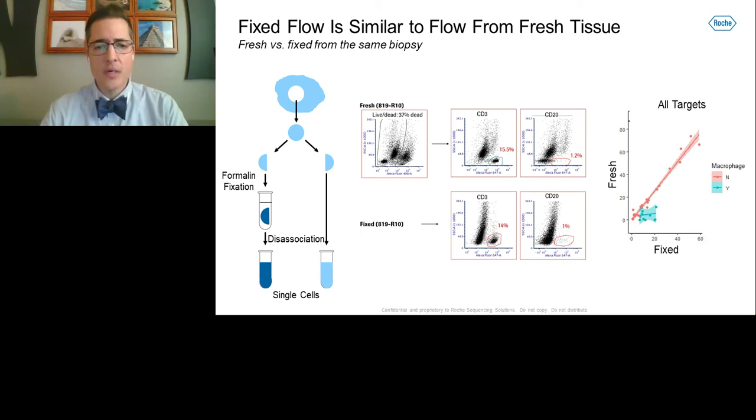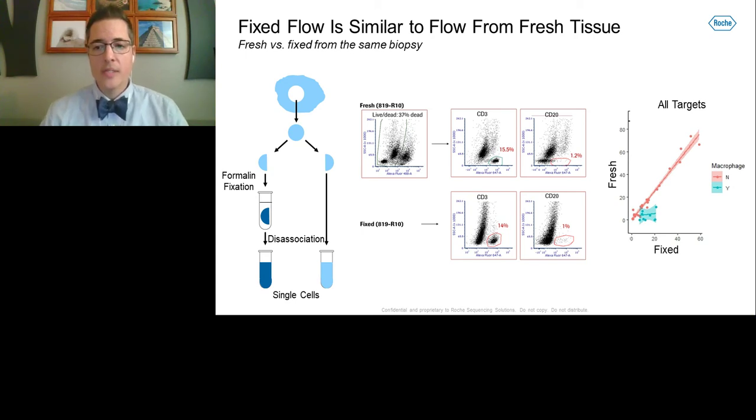Also very important to mention that when we do fresh, we do have to do live-dead discrimination, and the percentage of cells that are dead varies across samples. But we subtract out the dead cells, we go with the fresh cells. Very important to note, but not too surprising. We don't do that in the fixed because all of the cells are dead. So when we look at these data from the same biopsy, they look very, very similar.